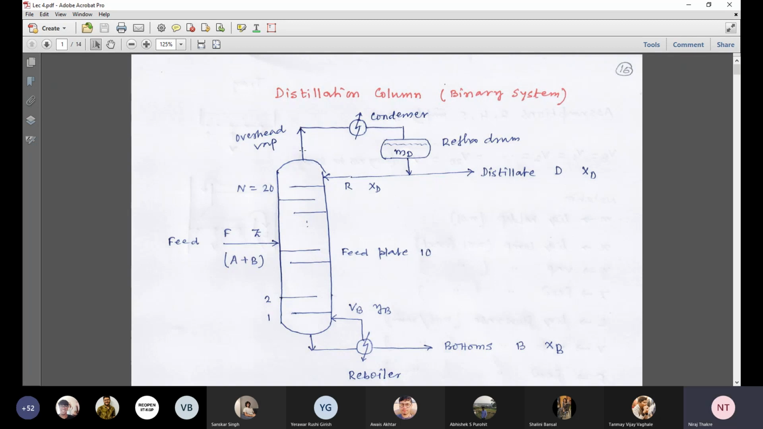The vapor is coming out from the top, and this vapor we call overhead vapor or top vapor. Then this vapor is getting condensed in a condenser, and in the condenser usually we use cooling water as a coolant.